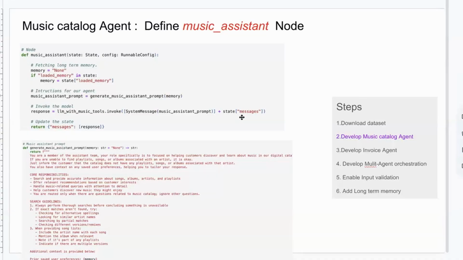Now, these messages are the conversation between the human and the AI. As time proceeds, when you look at the state messages, it contains all the conversation between the AI and the human. So we just pass that along to the LLM, and then we get the response.